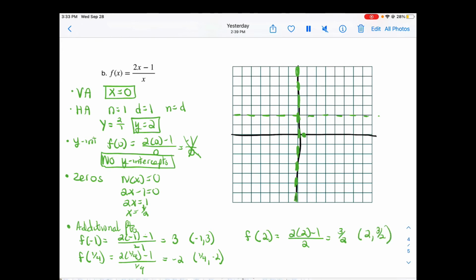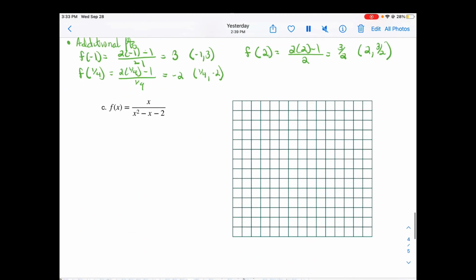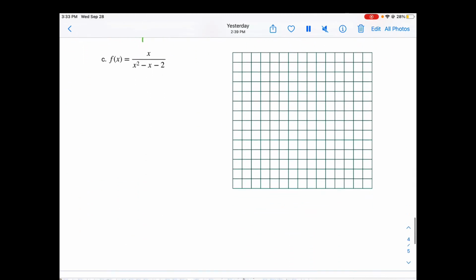So now I want to plot all those additional points onto my graph. And I'm going to use a smooth curve, approaching my asymptotes, going through the points that are given. And there is our rational function, f of x. Okay, let's try another one.